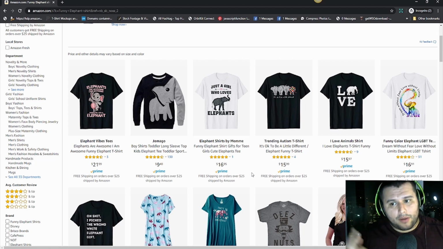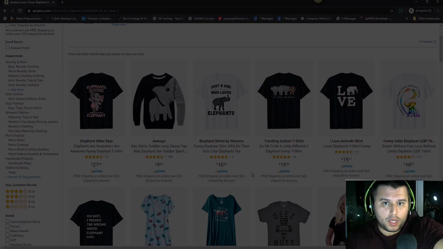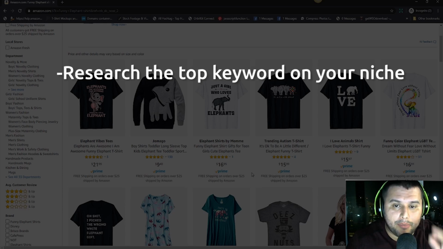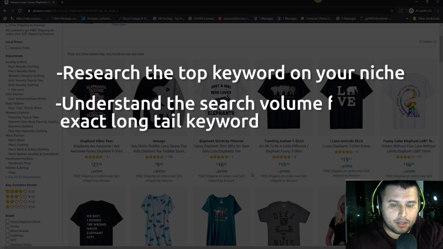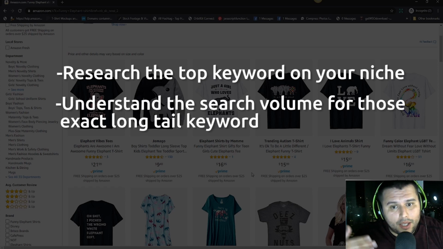It's very important that you can be in a whole different niche. If this applies to you in your niche, you want to go into your niche and research the top keywords in your niche and their search volume. The most important thing is to understand the search volume for those exact long tail keywords. If you can understand that, it will make a difference in your sales volume over time. Of course, there are a couple of other things that play a role too.